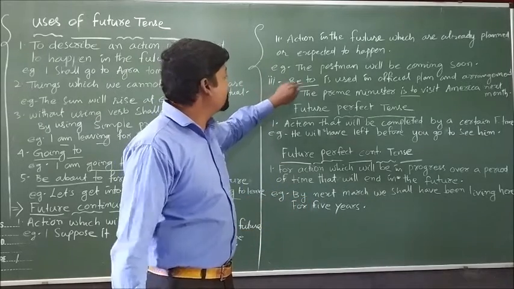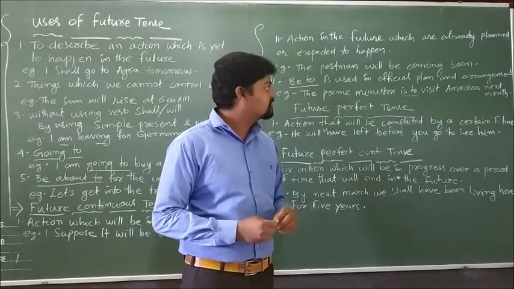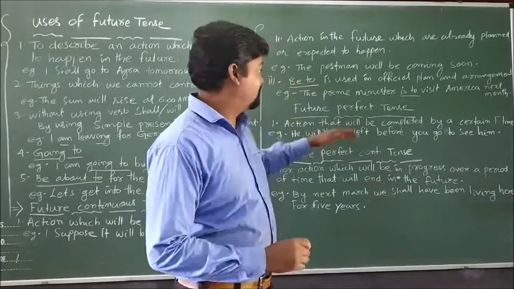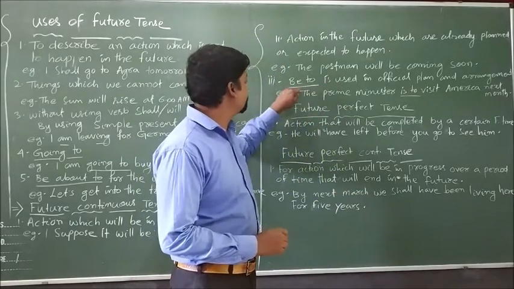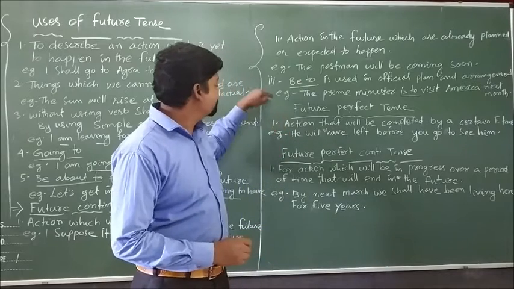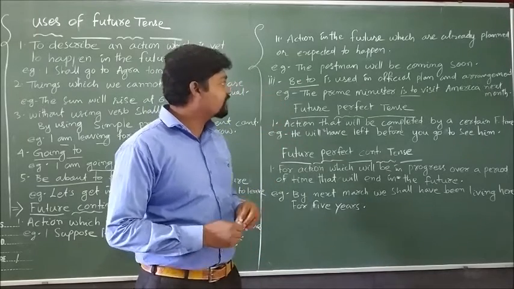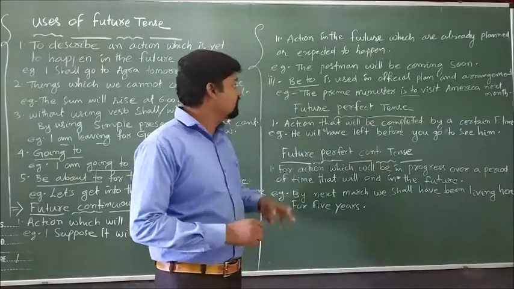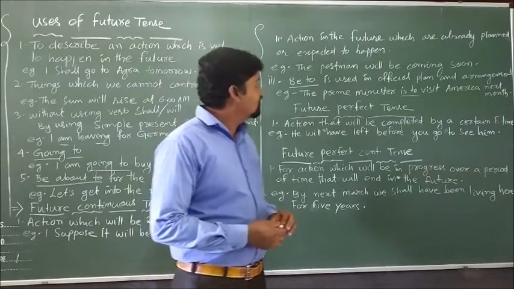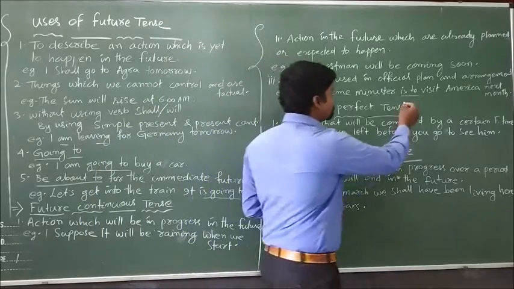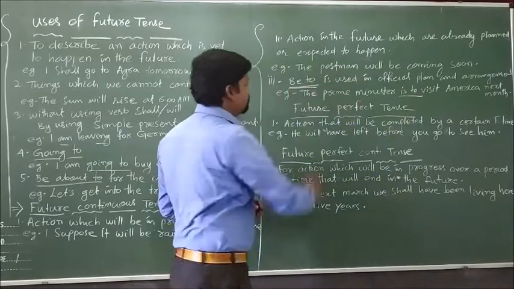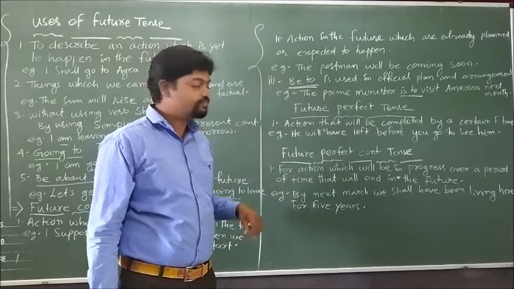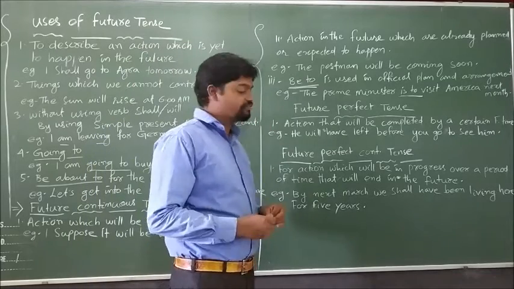Also, you can use be to in official plans and arrangements. Some official plans are planned and arranged. In that sense, we can use future continuous tense. Like, for example, the Prime Minister is to visit America next month. By using is to or be to, we can use future continuous tense. Okay?